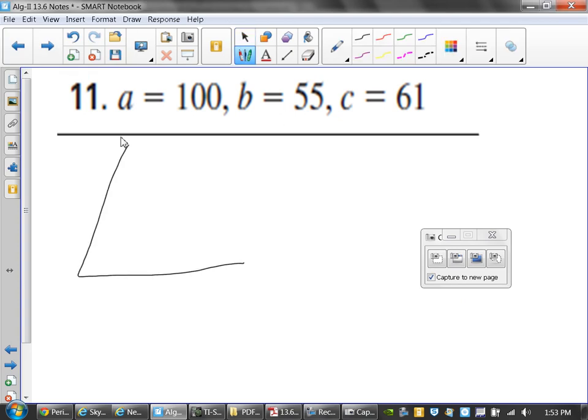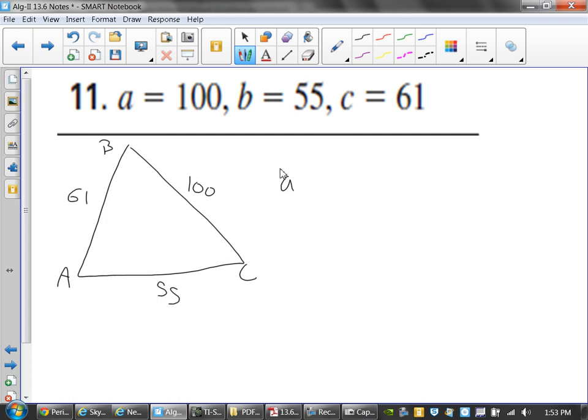What angle did you guys try to find first? I found A first just because 100 was the largest side. Again, you always want to get the largest angle out of the way first. It's the easiest thing to do. You don't run into any problems. So you get A squared is B squared plus C squared minus 2BC cosine.